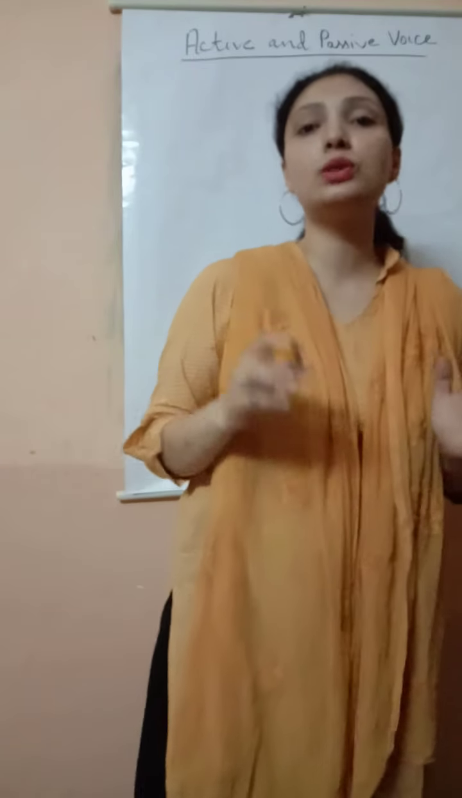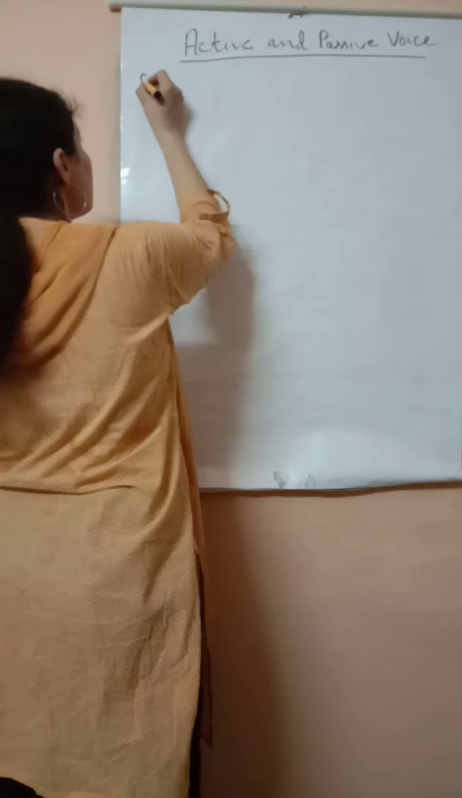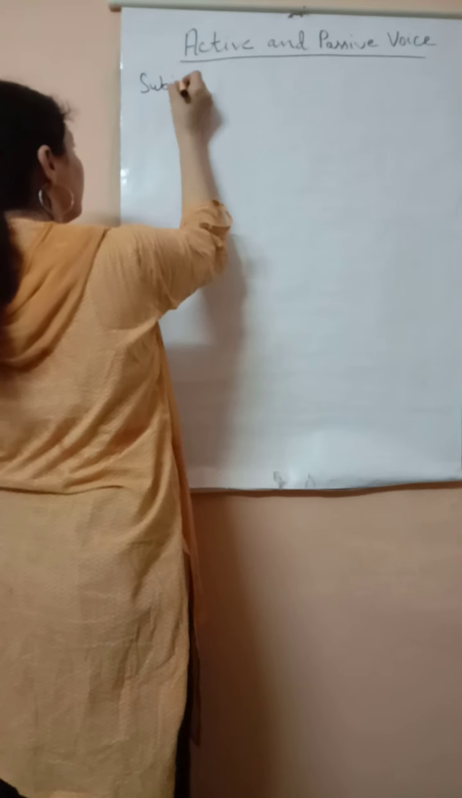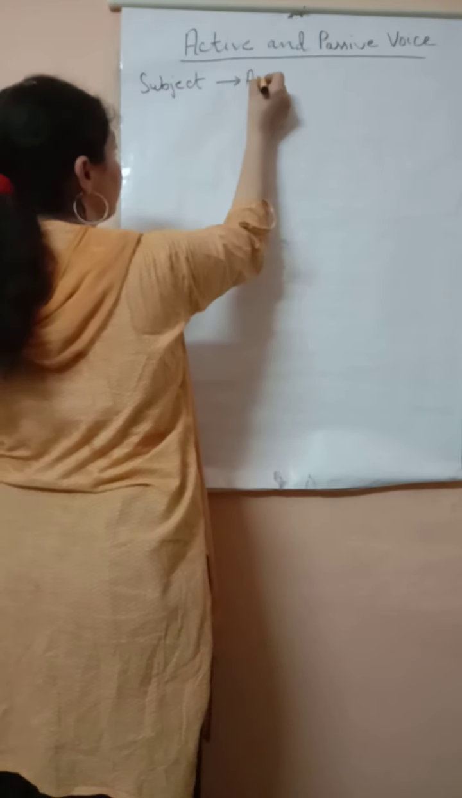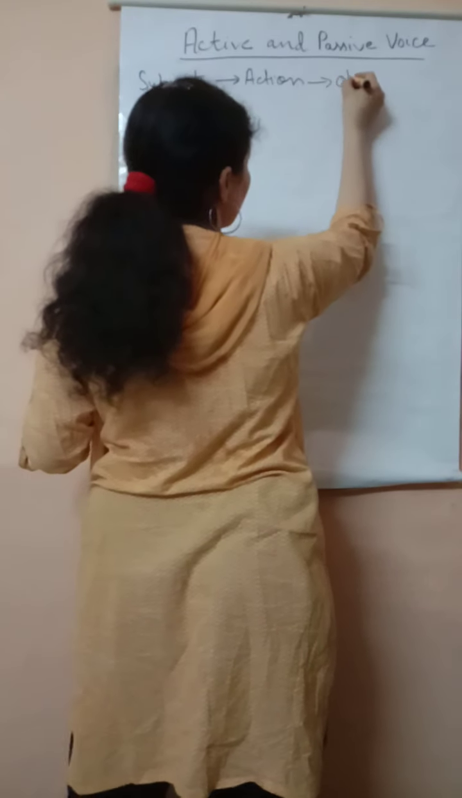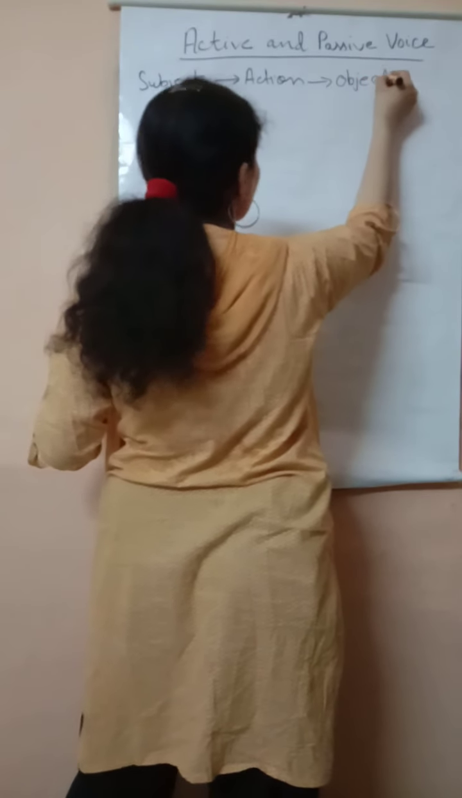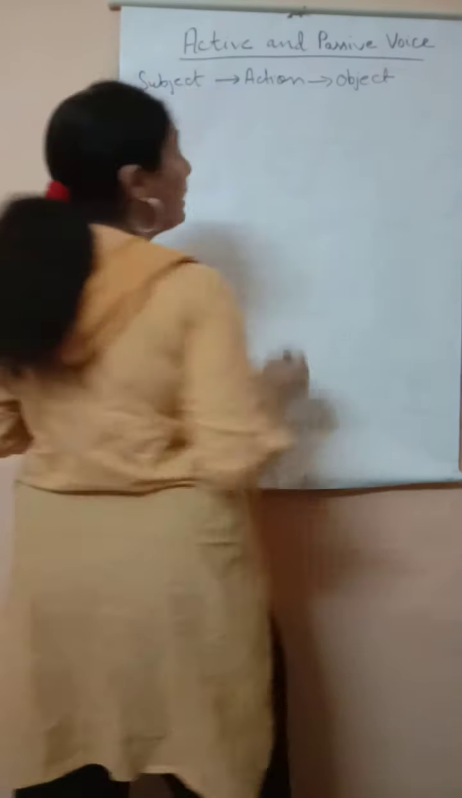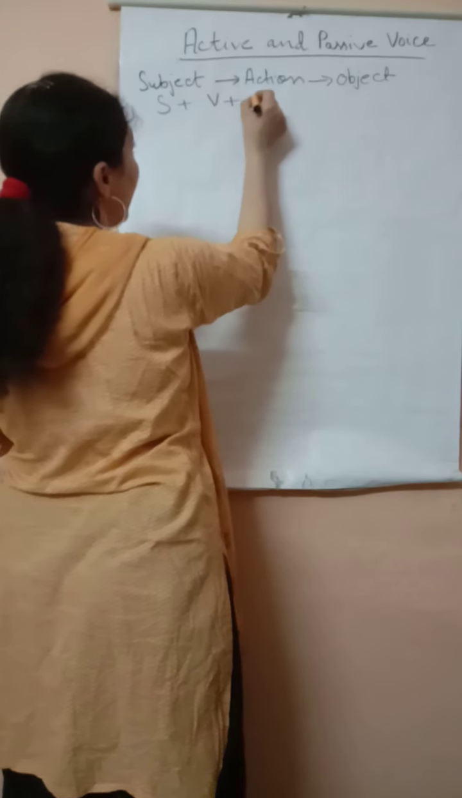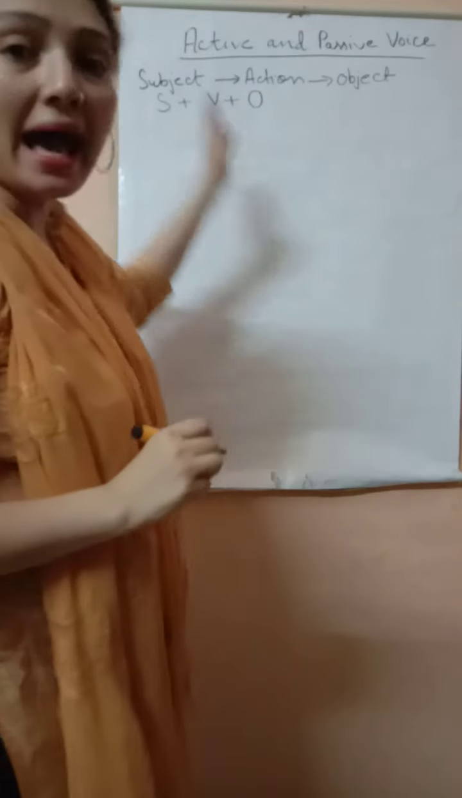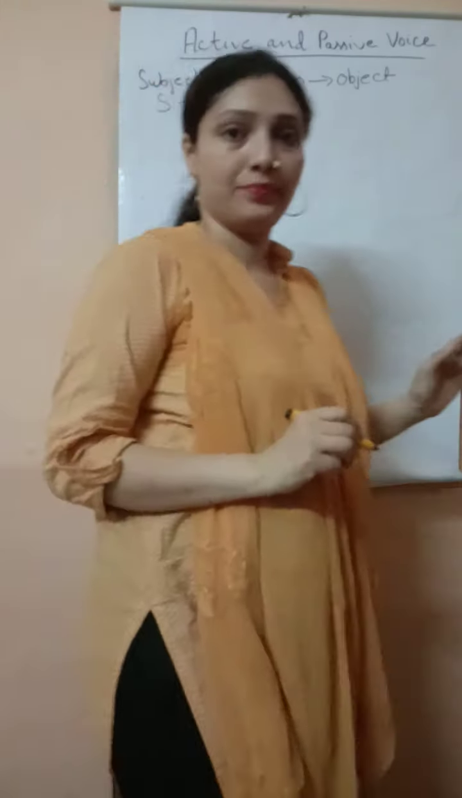Alright, so here I am going to start. In active voice, subject performs an action. Subject performs an action on the object. So here the structure of my sentence would be subject, verb, and object. This is for active voice.